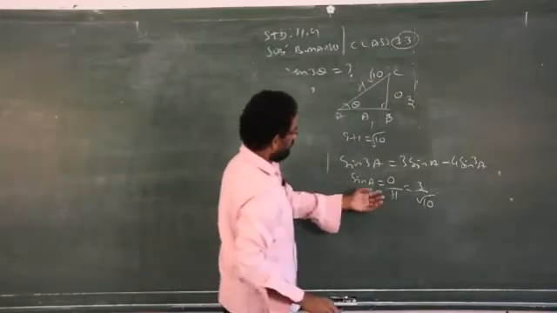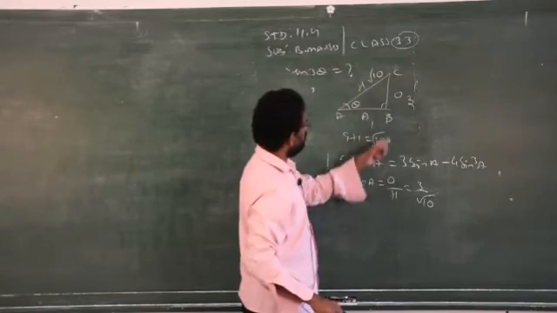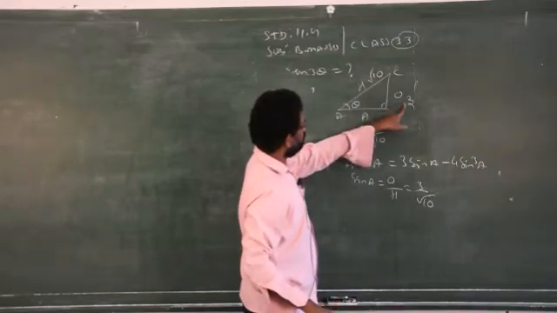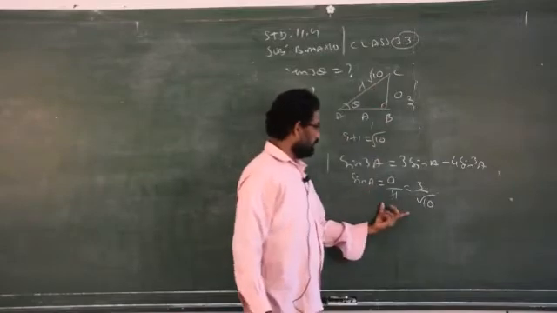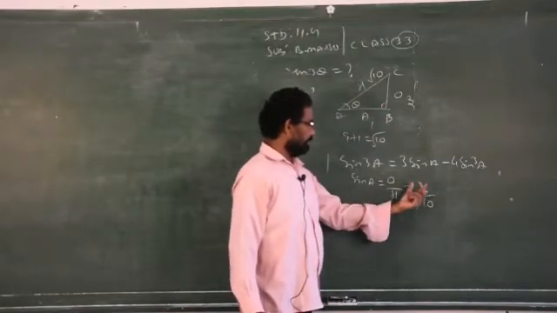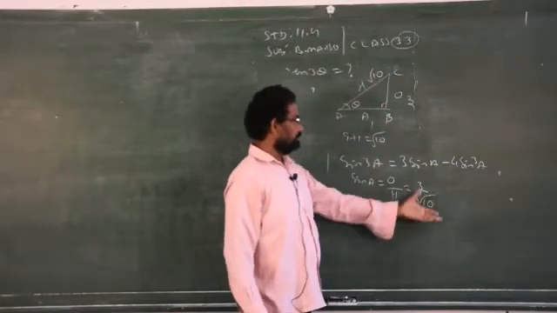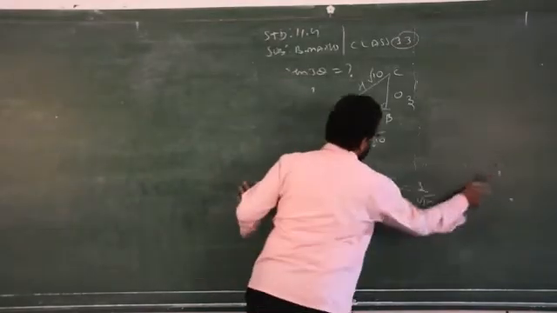So this is the method. Sin A is opposite by hypotenuse. From the diagram I found the opposite side is 3, hypotenuse is square root of 10. After finding sin A, just replace sin A by 3 by root 10. Simplify, you will get the answer.